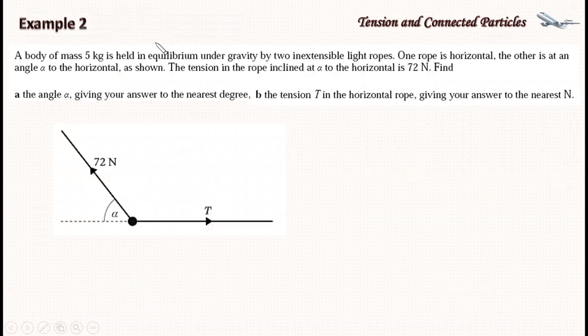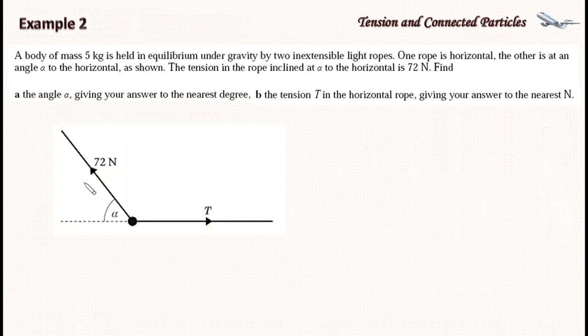Another example: a body of mass 5 kg is held in equilibrium under gravity by 2 inextensible light ropes. One rope is horizontal and the other is at an angle alpha to the horizontal as shown. The tension on the rope inclined at alpha to the horizontal is 72 newtons. Find the angle alpha, giving an answer to the nearest degree, and the tension in the horizontal rope, giving an answer to the nearest newton.